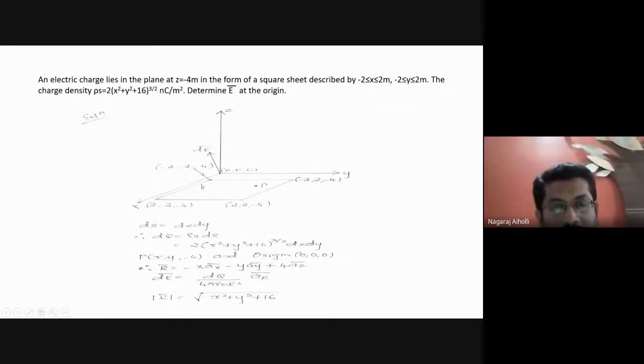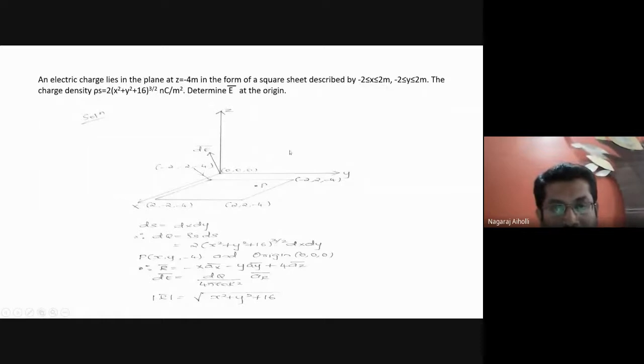Then that means the z component of the square sheet is nothing but minus 4. So here the z component is minus 4, at this point the z component is minus 4, and at this coordinate the z component is minus 4. So we got the z component of all the vertices of the square sheet. The square sheet is described by minus 2 less than or equal to x less than or equal to 2 meters. That means the value of x varies from minus 2 meters to plus 2 meters.